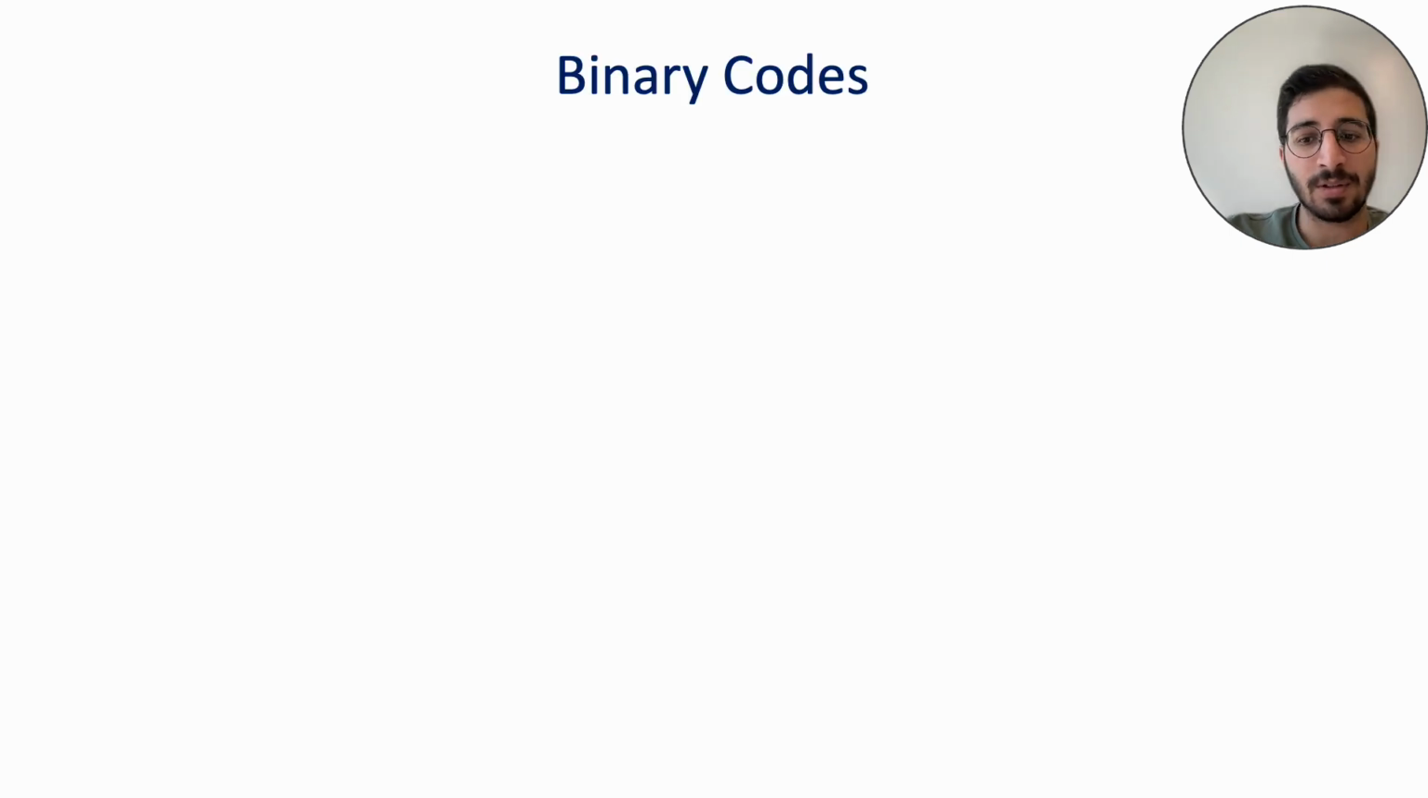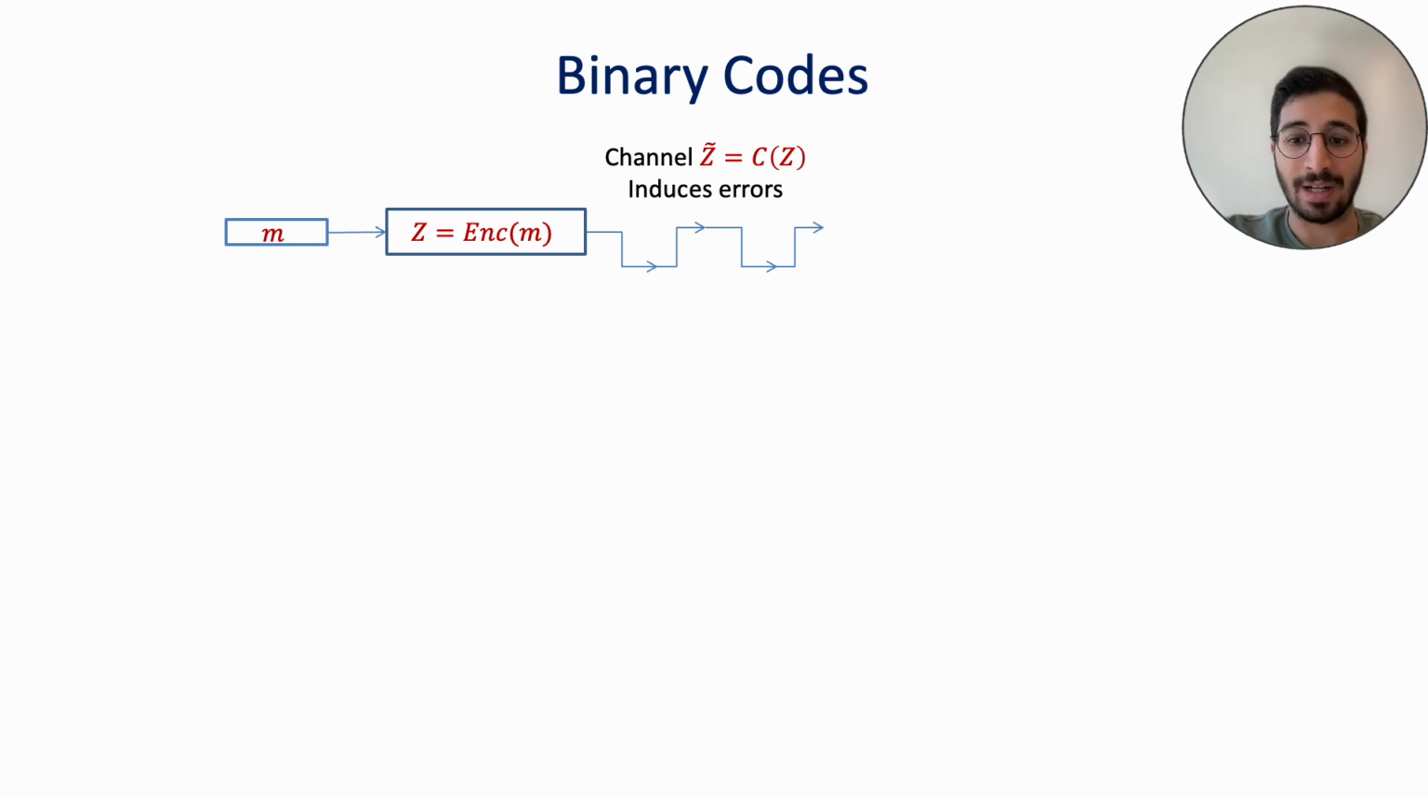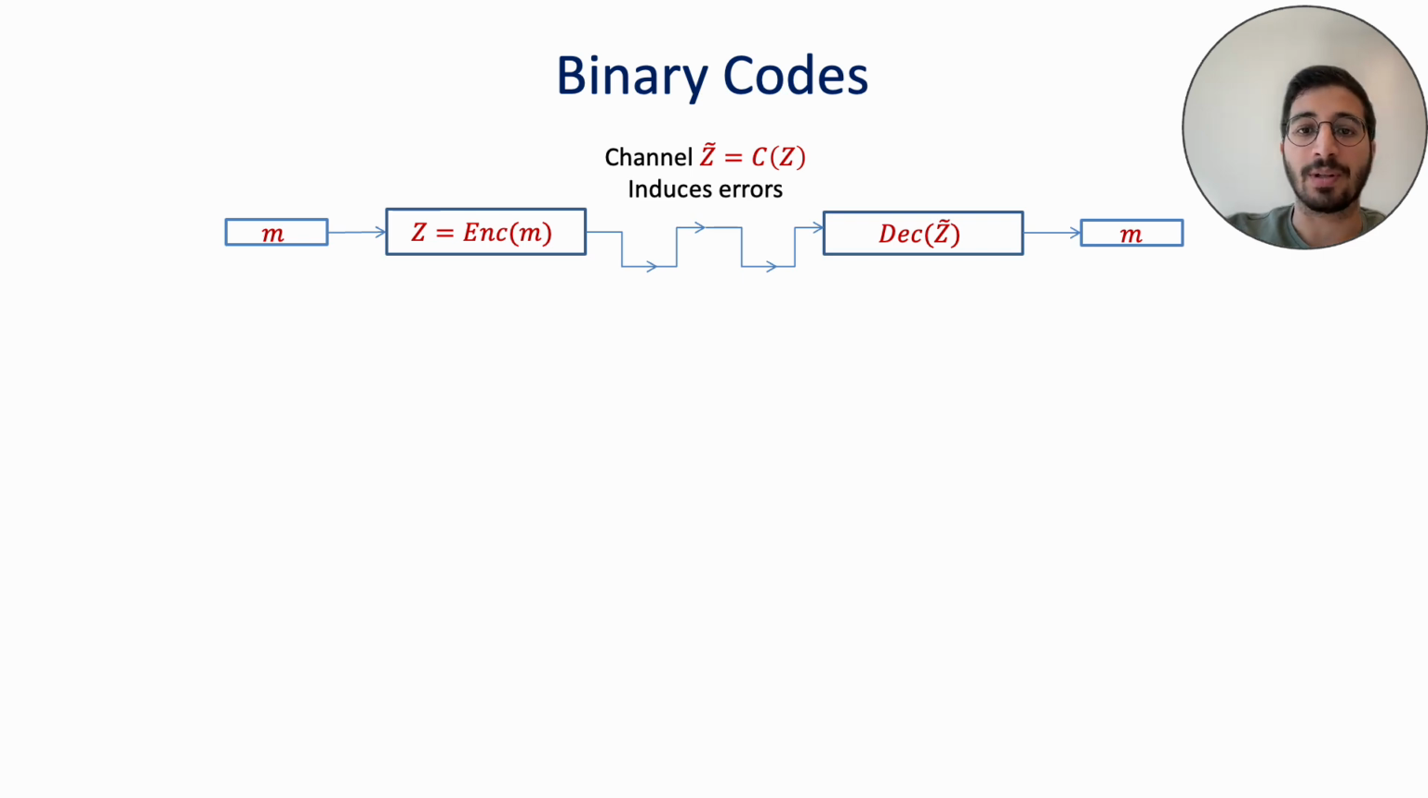The focus of this talk is going to be binary codes, and the setup we have in mind is that we have some message M that we wish to send through some noisy channel. To do so, we first encode this message using some encoding function, adding redundancy to the message. Hopefully, when we send this through the noisy channel, the other party can apply a decoding function on this damaged codeword and recover the original message.